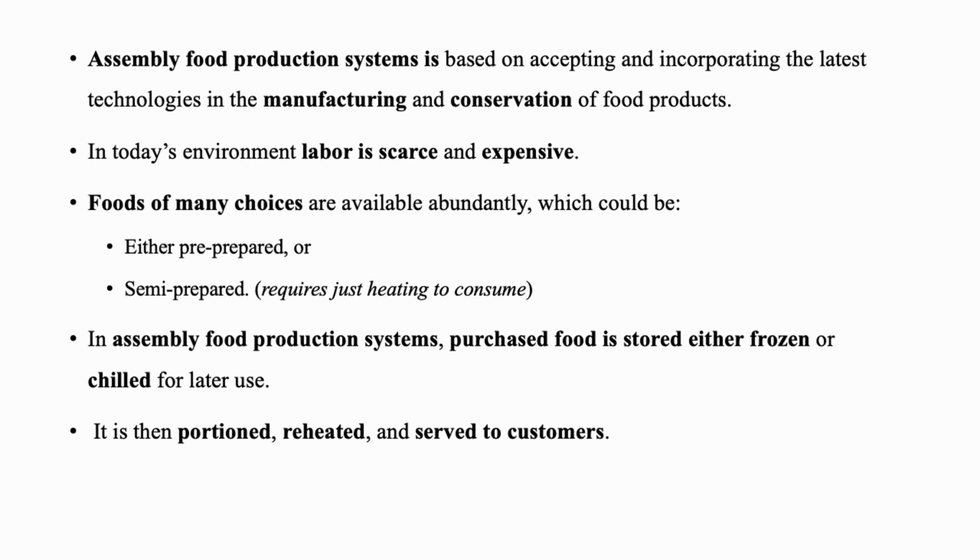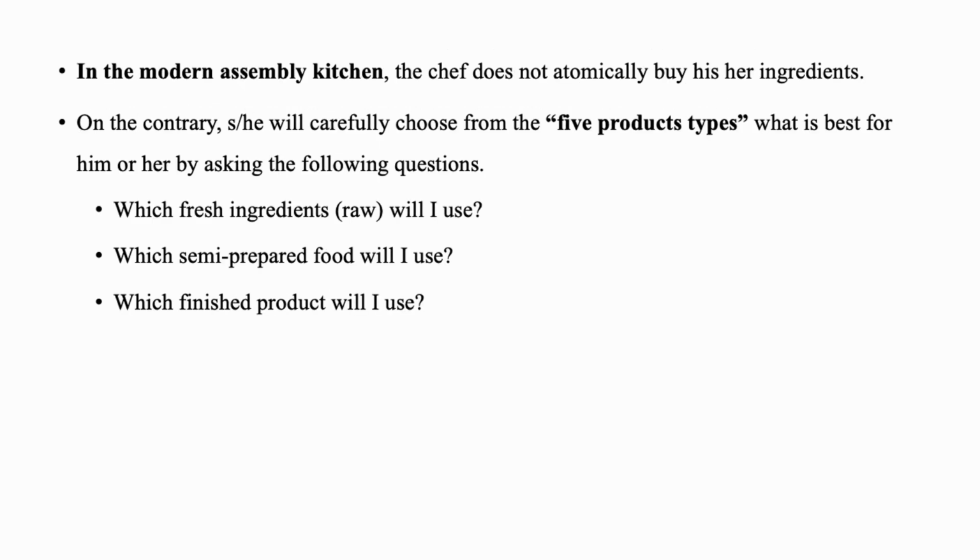consume. In the assembly food production system, purchased food is stored either frozen or chilled for later use. It is then portioned, reheated, and served to the customers. In the modern assembly kitchen, the chef does not automatically buy his or her ingredients for the menu. On the contrary, she or he will carefully choose from the 5 product types which is best for him or her by asking the following questions.